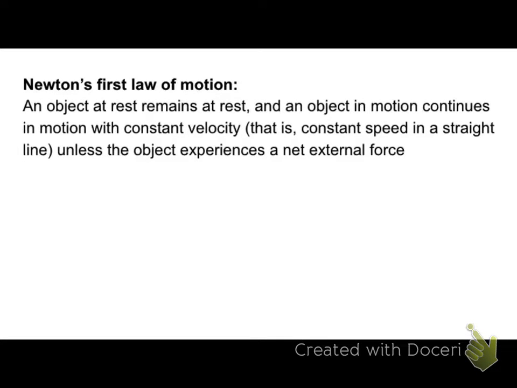Newton's first law of motion, there's lots of different ways of phrasing it. This is the version from your book, and it says, an object at rest remains at rest, and an object in motion continues in motion with a constant velocity, that is to say, it is continuing at a constant speed and in a straight line, so it's not speeding up, slowing down, or changing direction, unless the object experiences a net external force. Unless, okay? If the object experiences a net external force, then we should see a change in its motion or state of rest.